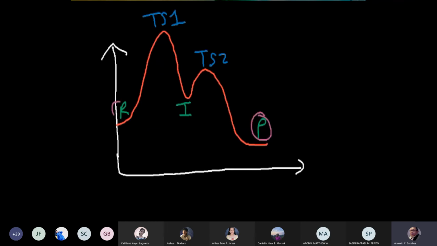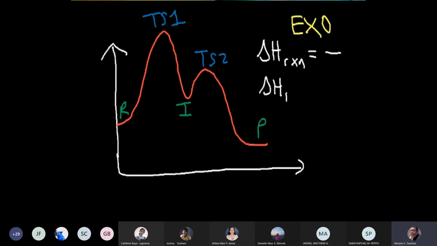Notice that the products have less energy than the reactants. So therefore, the enthalpy of the reaction overall is negative. It's an exothermic reaction. Now, what about the enthalpy for the first step? Let's call it delta H1. Is it endo or exothermic?